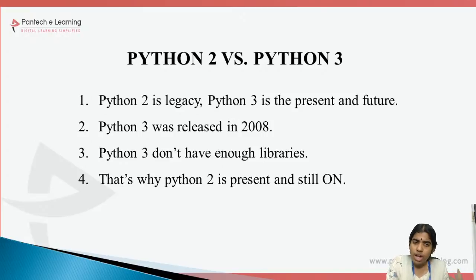Next, I'm just going to talk with you about Python 2 versus Python 3. Python 3 is the latest version of Python that is available, and Python 2 is the previous, older version. So why are we still using Python 2? It contains some important libraries which Python 3 doesn't have. That is why we are using Python 2 till now. These are the major differences between Python 2 and Python 3.